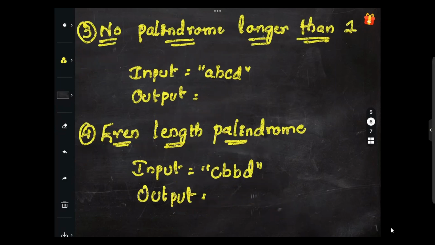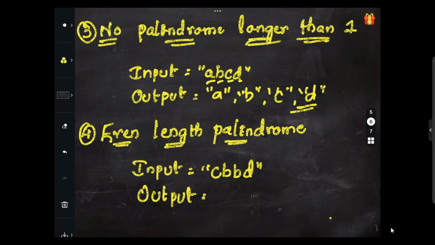So third edge case that we will be going with here is no palindrome larger than 1. ABCD we have considered here. All are different here, right? Either it can be A, either it can be B, either it can be C, either it can be D. We can return any one of them, A, B, C or D. I hope this is clear. All the characters are different here, so no palindrome longer than 1. We are going for this one case, no palindrome longer than 1.